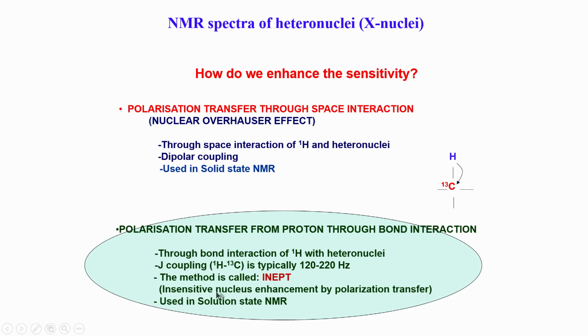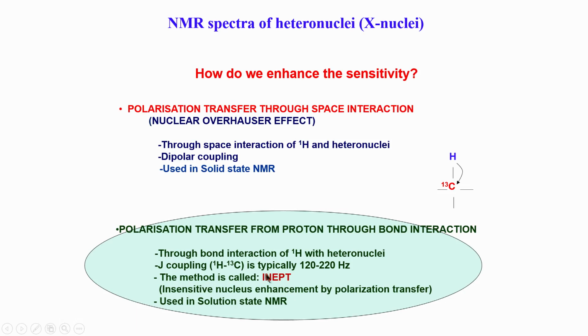So, this is basically what is depicted here, which tells us that the insensitive nucleus carbon is enhanced in its polarization by transfer from proton. This is what we always use in solution state NMR. All our 2D NMR and 3D NMR experiments are built on this building block.